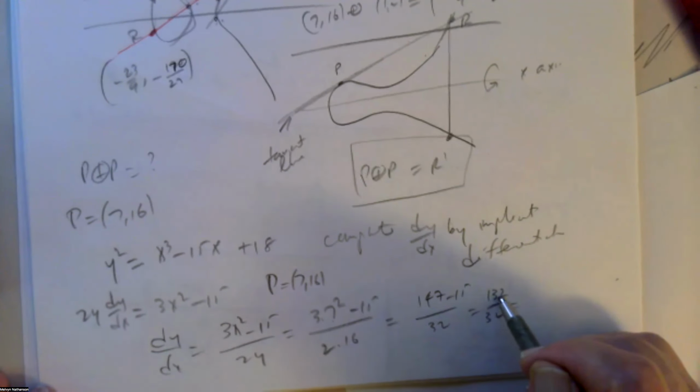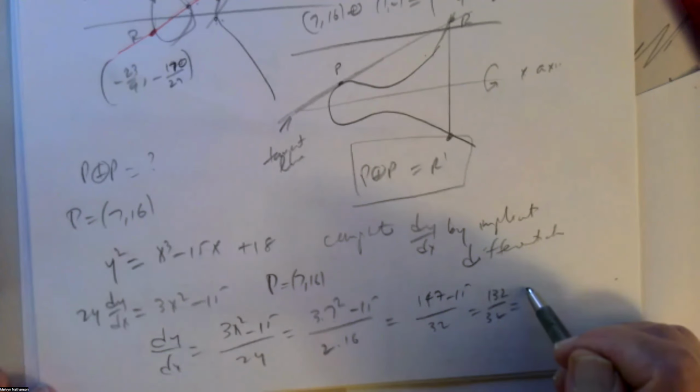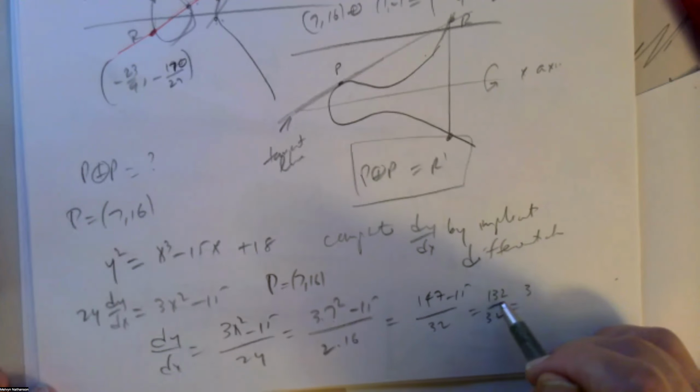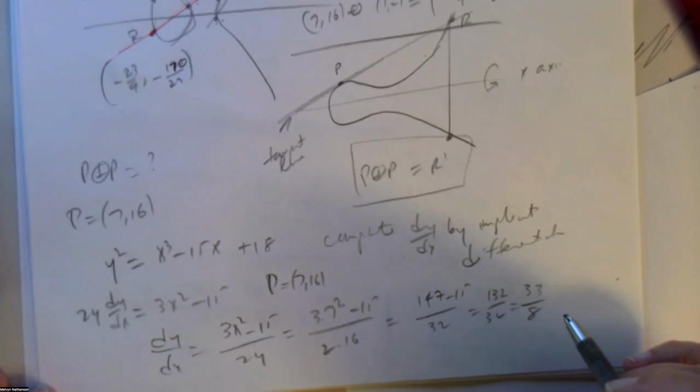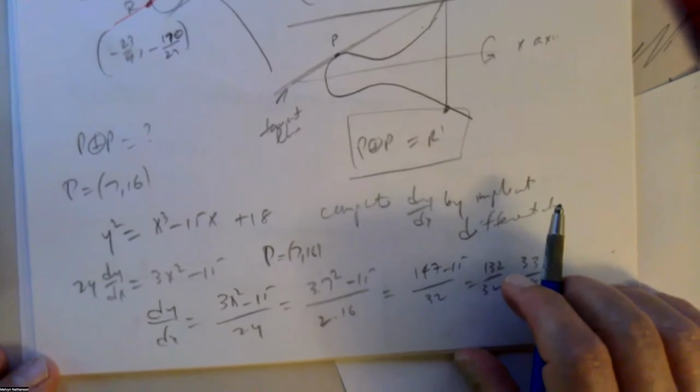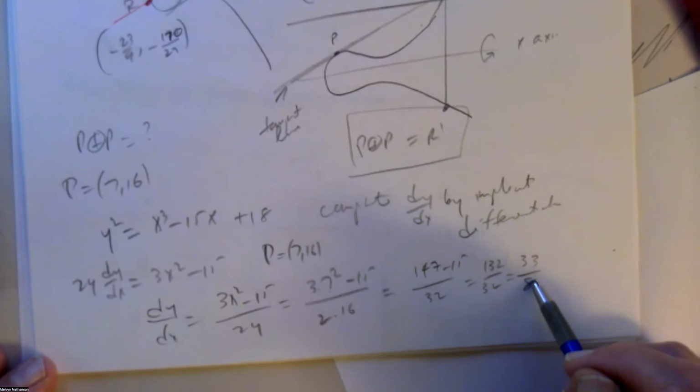If I divide this by 4, I get 33 over 8. So dy dx is 33 over 8.